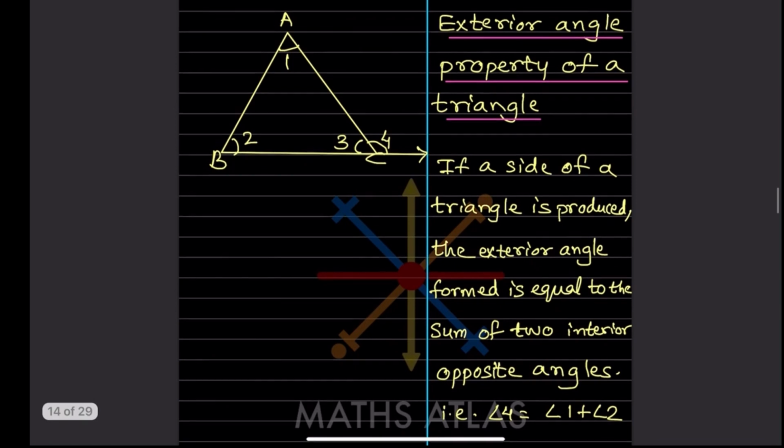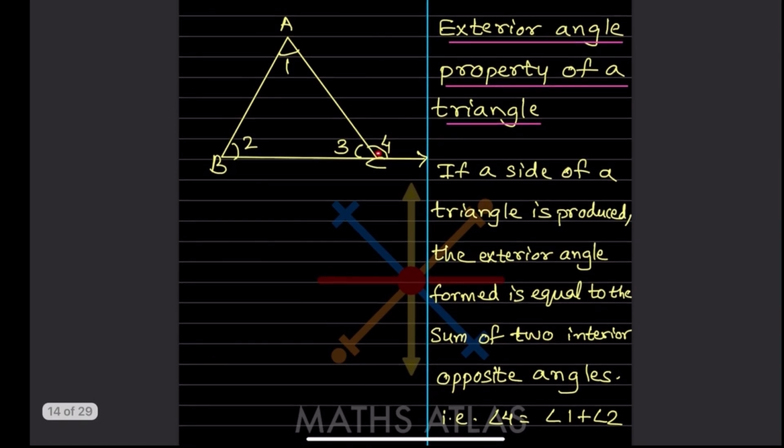So the next one, this is a triangle and this is the extended part of it. So we can say this is the exterior angle property of a triangle. If a side of a triangle is produced, the exterior angle formed, this is the exterior angle, is outside the triangle.